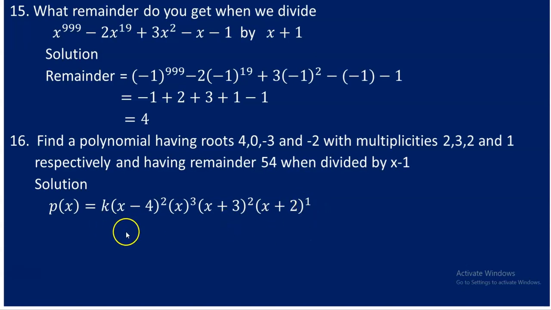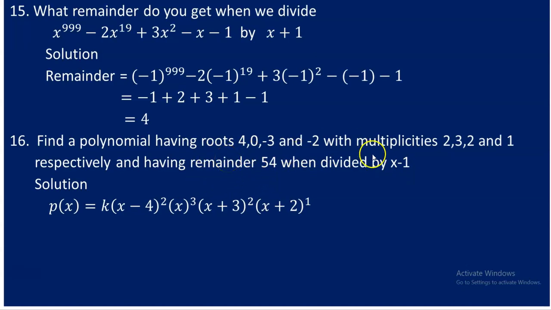So now p of x is going to be k times (x minus 4) squared, x cubed, (x plus 3) whole squared, times (x plus 2) to the power of 1. So this polynomial basically is obtained from this one. Here we need to use a certain constant k, because we don't know the multiplier here. But in order to determine this k, we must have extra information, and that has been stated here. We have been told that the remainder is 54 when we divide the polynomial by x minus 1. So again, here we need to use the concept of what?